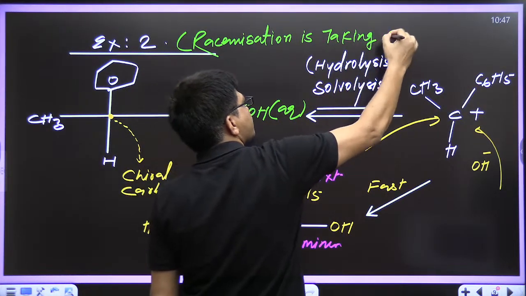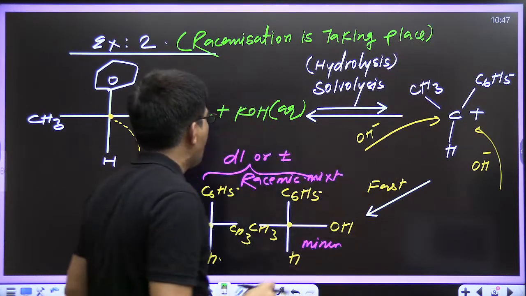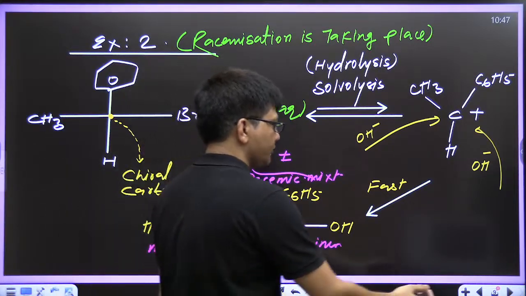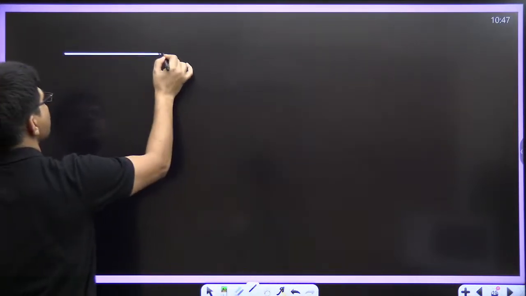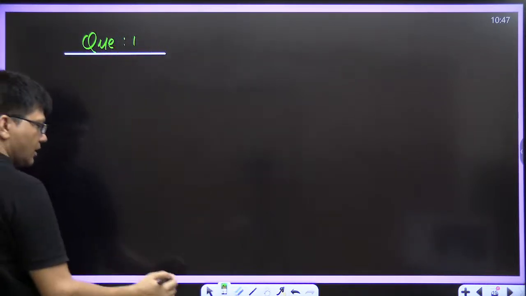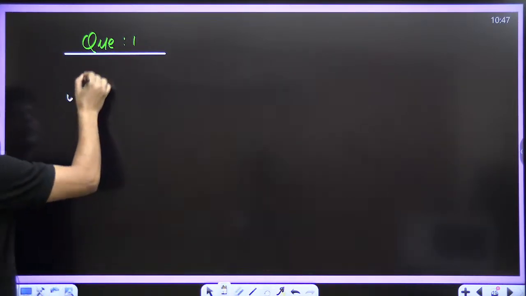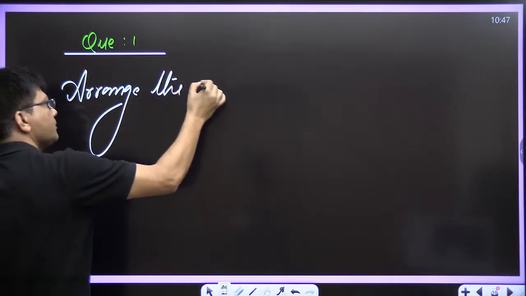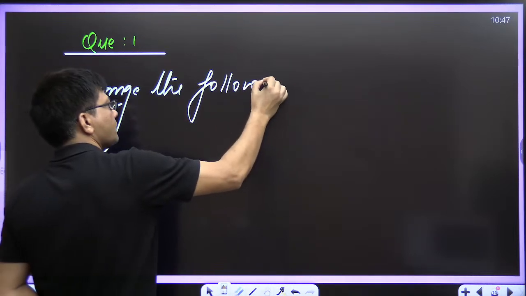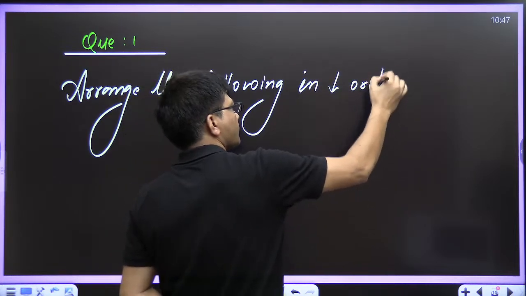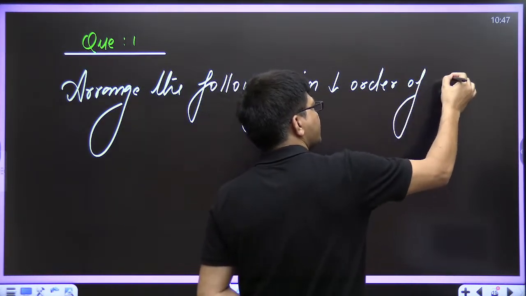Now kids, how can questions be framed on this SN1 reaction? Just try to understand. I'm going to give you question number 1. Everyone see to it. Question number 1 is: arrange the following in decreasing order of SN1 reaction rate.